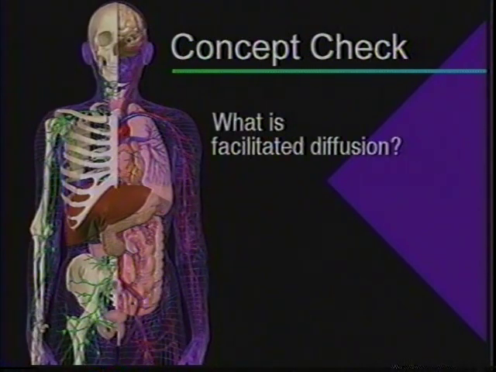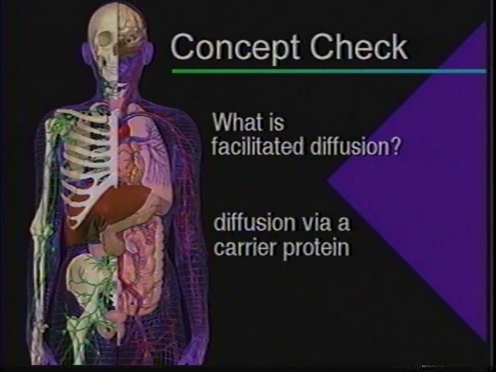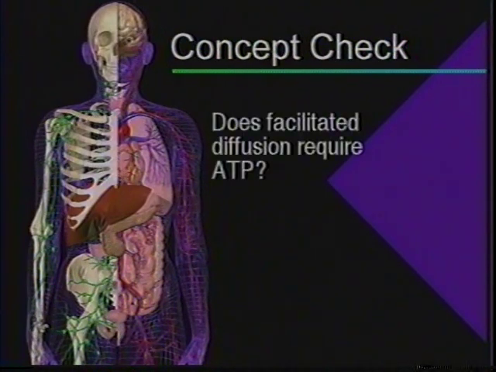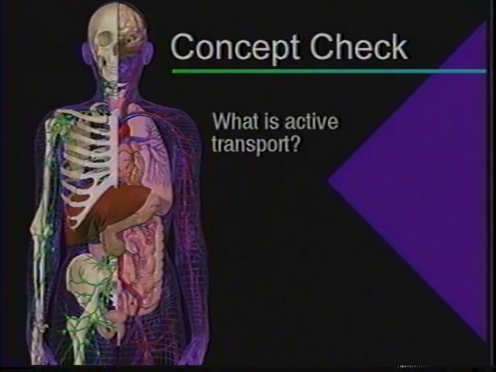What is facilitated diffusion? Does facilitated diffusion require ATP? What is active transport?